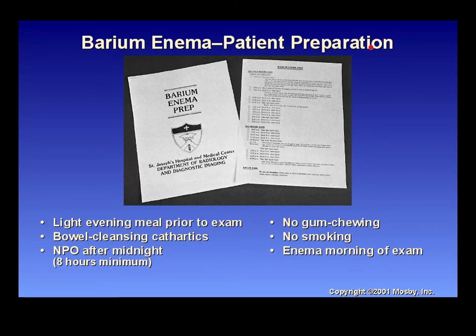Barium enema, patient preparation for a BE. Light evening meal prior to the exam. Cleansing of the bowels, cathartic, so make sure that you know what the protocol is in case somebody calls and wants to know what they need to do for their BE tomorrow. NPO after midnight, 8 hours minimum. So make sure that they're scheduled accordingly.